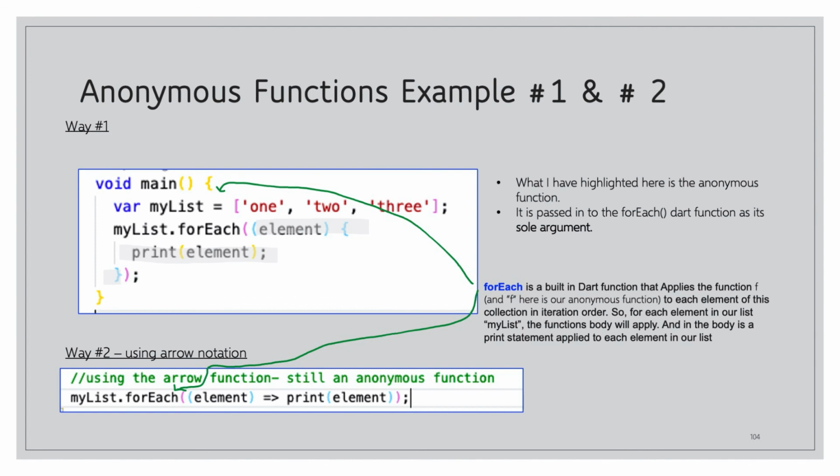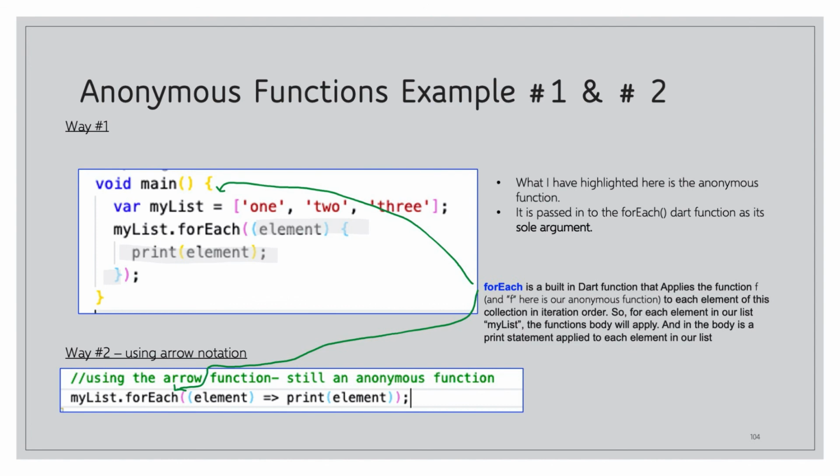So what I have highlighted here in this light grayish tone is the whole of our anonymous function. It's passed into the forEach built-in Dart function as its one argument, right? Here's an example where we're using a function as an argument. That might be foreign to you, but it's very useful. Down at the bottom, we're using the arrow function. It's still an anonymous function, but the syntax is just slightly different.